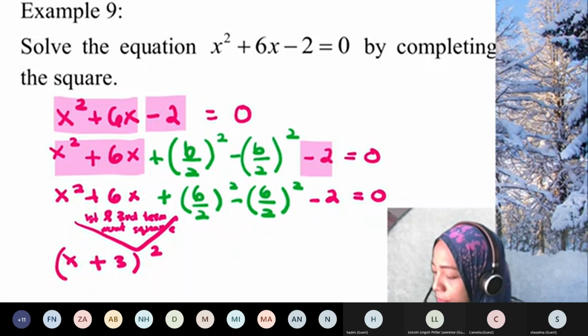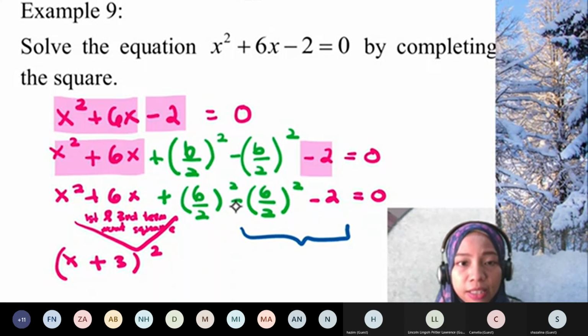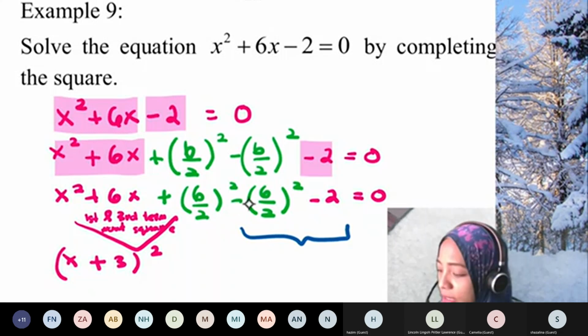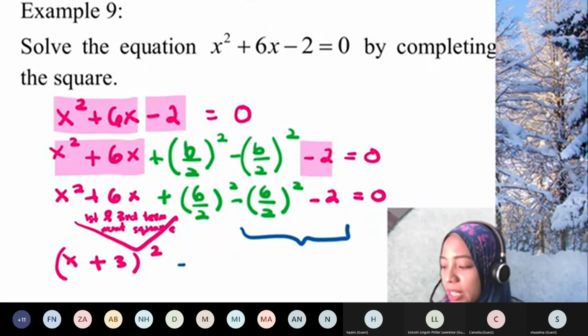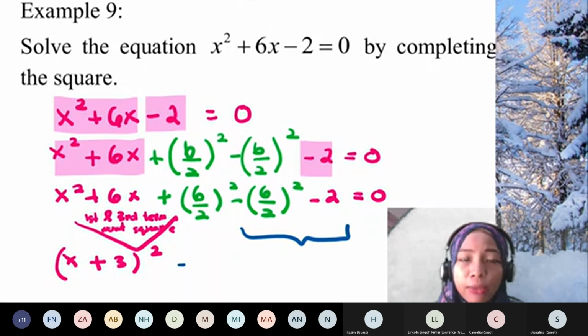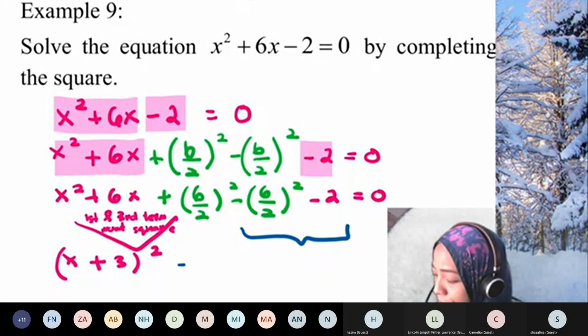This one you have to solve. Ingat, minus ni dekat luar. Dia bukan square, dia hilang minus ni. Tak. Minus masih minus. 6 over 2 is 3. 3 square is 9. Minus 2. Agree everyone? Agree.